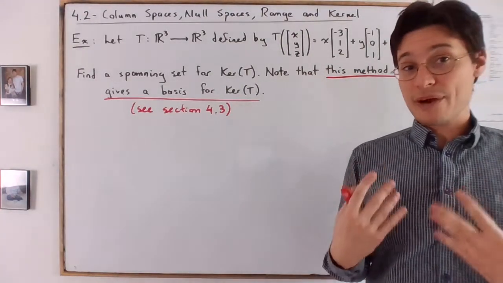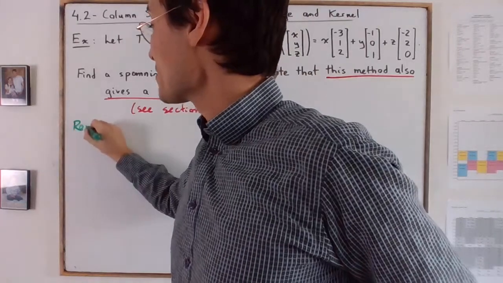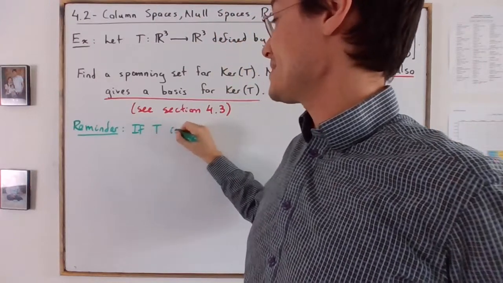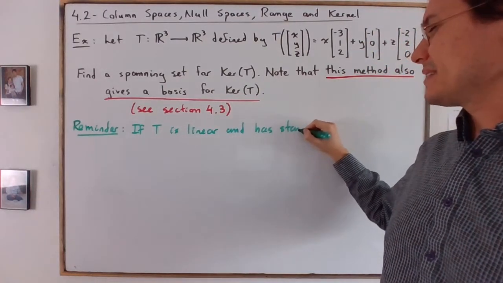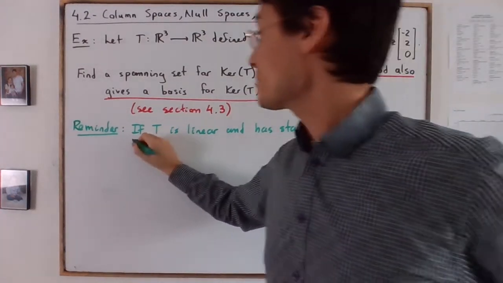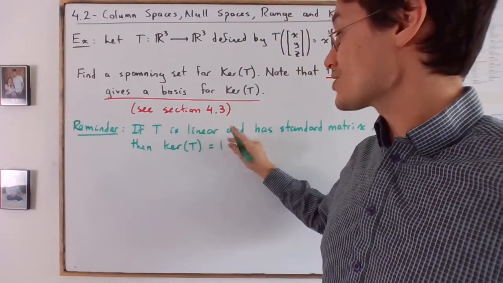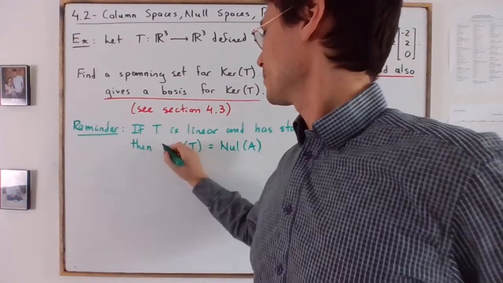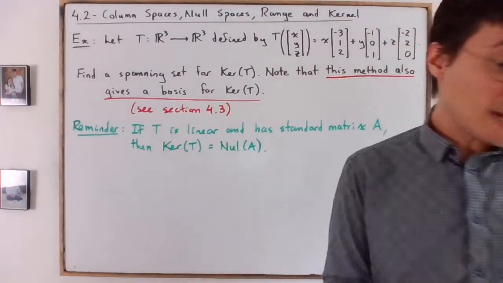All right. Well, what was the theorem I was talking about? This is just a reminder from the class. So if T is linear and has a standard matrix A, then it means that the kernel of the transformation is actually the null space of the matrix A.